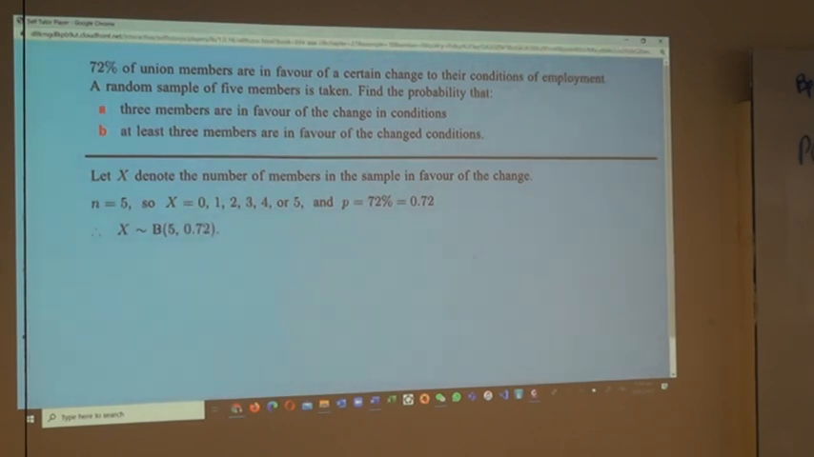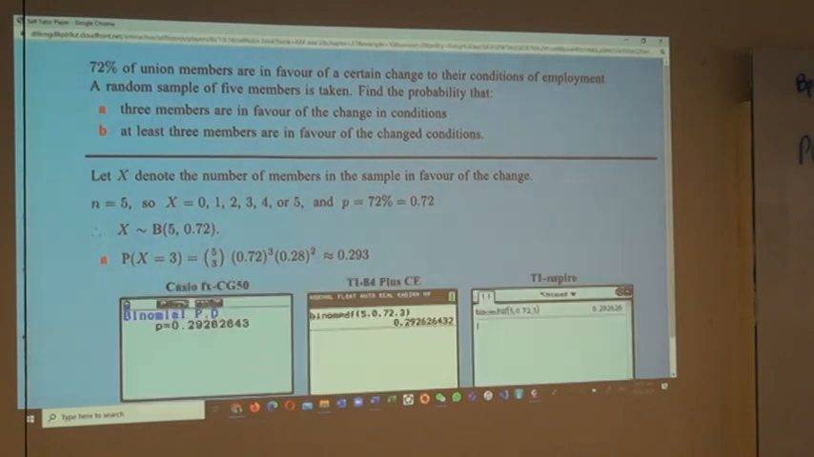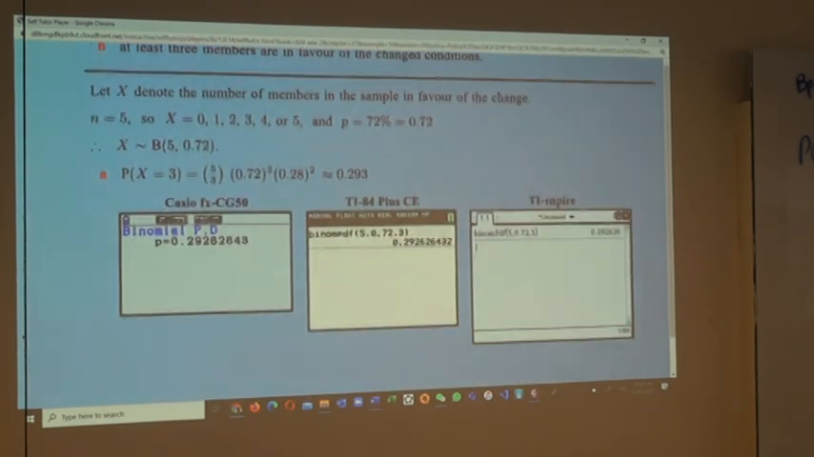In part A, we want the probability that exactly 3 members in the sample are in favor of the change. We can write out the probability using the probability function. Remember that the probability of failure is 1 minus the probability of success. The result is approximately 0.293. Alternatively, we can use the inbuilt binomial probability distribution function on many calculators. If you need help with this process, follow the link for your calculator model.